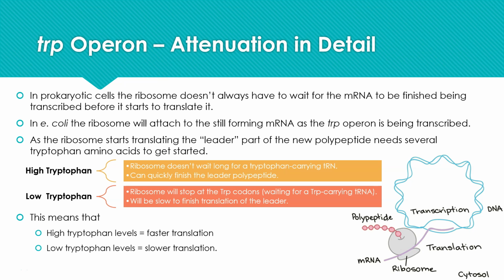What this means is that when you have high tryptophan levels, the translation happens quicker. When you have low tryptophan levels, the translation happens slower. You're probably thinking, so what does that have to do with anything? Well, depending on how quick or fast that translation is happening, has an impact on how quickly the mRNA is moving through the ribosome. And how quickly the mRNA moves through the ribosome can allow one of two things to happen with that mRNA that's following on behind.